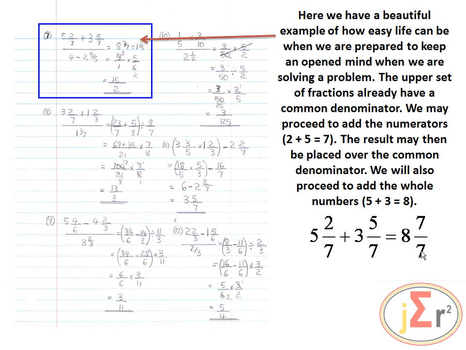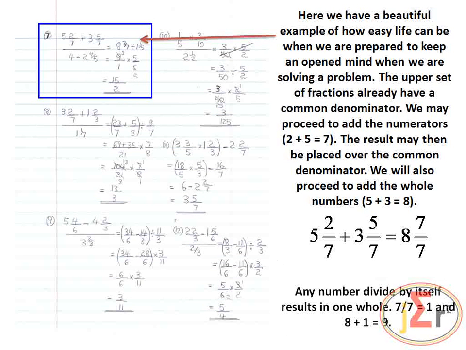Of course, 7 divided by 7 is 1, so 8 plus 1 is 9. So any number divided by itself results in one whole. So 7 divided by 7 is equal to 1, and 8 plus 1 is equal to 9. So this that we have right here, looking a little bit cumbersome, is only equal to 9. Right.